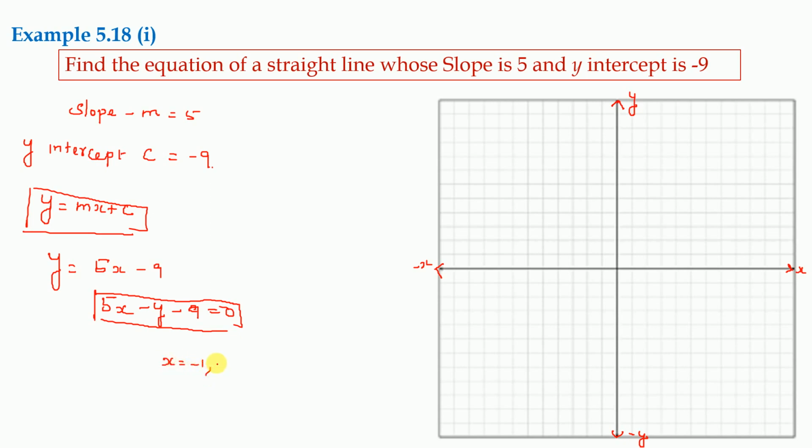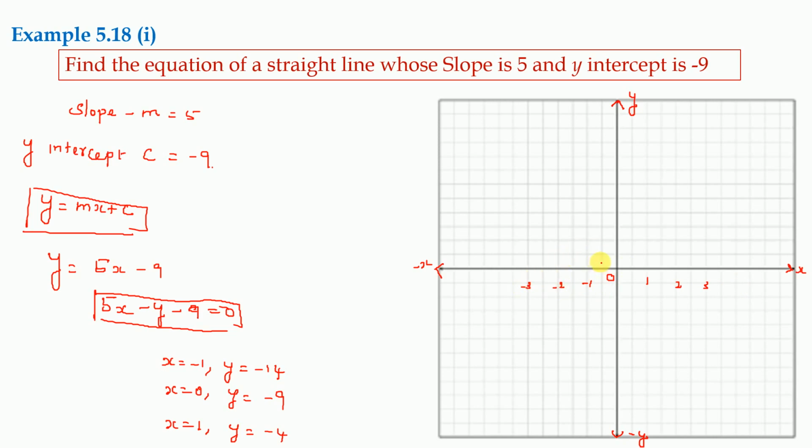When x is equal to minus 1, y is equal to minus 14. Then x is equal to 0: for x is equal to 0, y is equal to minus 9. Then x is equal to 1: for x is equal to 1, y is equal to minus 4. So this is 0, and now I am going to mark 1, 2, 3. Here it is minus 1, minus 2, minus 3.